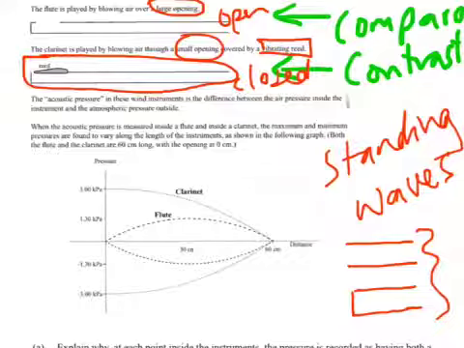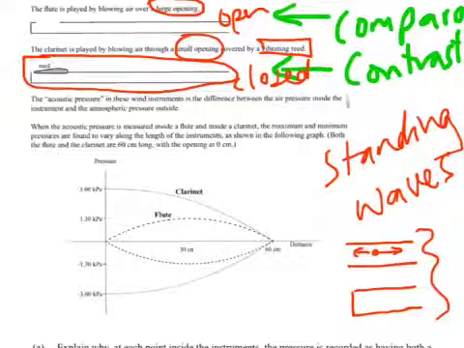So we need to think about how this pressure produces the sound and the standing waves inside of the flute and the clarinet. And if you haven't learned it, you should know that the particles vibrate backwards and forwards at each location.